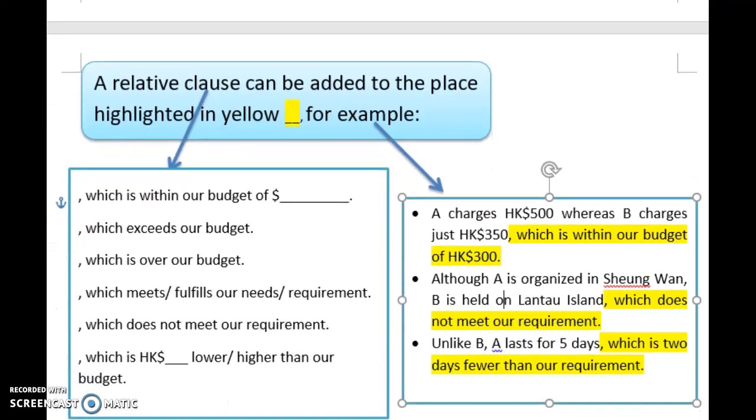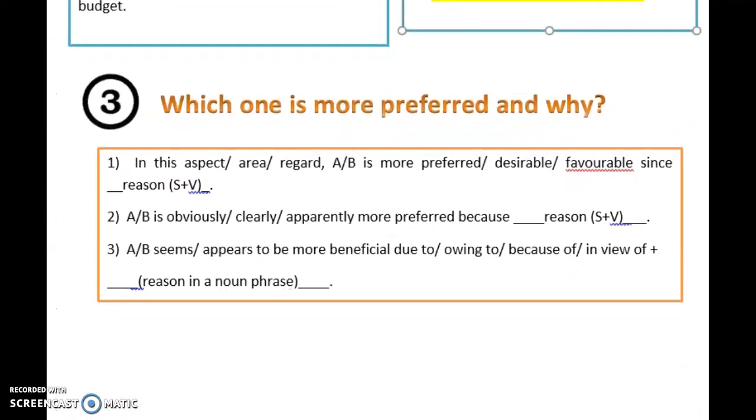So after step 2, we will go to the last step. That is to tell the reader, in this aspect, in this regard, in this area, which one of A and B would be more preferred, desirable, favorable, and your reason. You can also use expression number 2. A or B is obviously. If you are very confident in making this conclusion, you can use obviously, clearly, apparently.